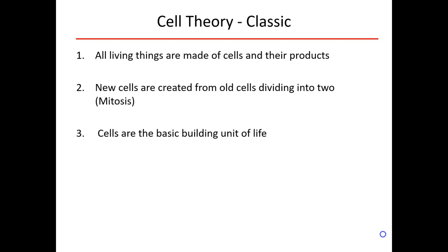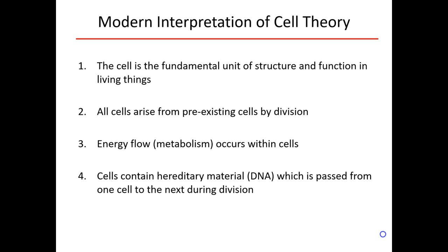Our classic cell theory says all living things are made of cells and their products. New cells are created from old cells dividing in two, and cells are the basic unit of life. This was a rather simple idea, and with other research, we were able to flesh it out and give it more detail. It said that the cell is the fundamental unit and structure of living things. Cells exist from pre-existing cells dividing. Energy flow occurs in cells, and cells have to contain some hereditary material, usually DNA, which passes from that cell to other cells.